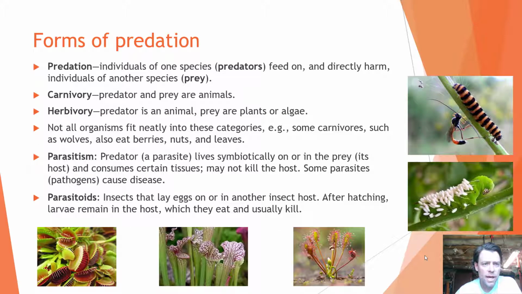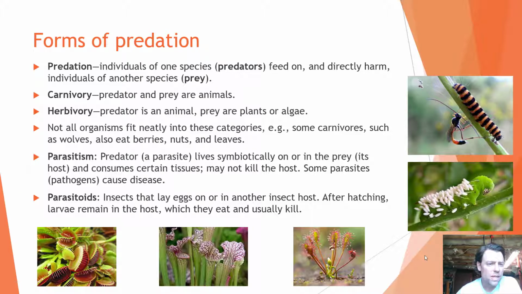All right, so there are various forms of predation, and simply, predation is when individuals of one species, as a predator, feed on and directly harm individuals of another species, and that would be the prey. So the forms are carnivory, herbivory, and parasitism. In carnivory, the predator and prey are animals. In herbivory, the predator is the animal, and prey are plants or algae.